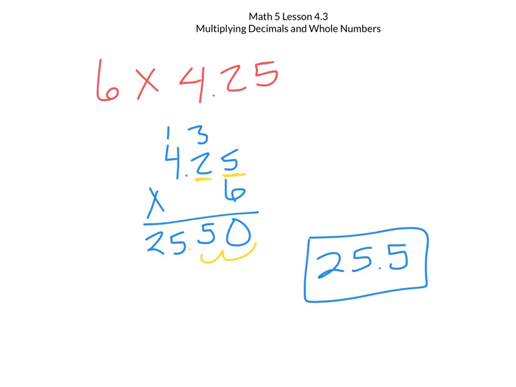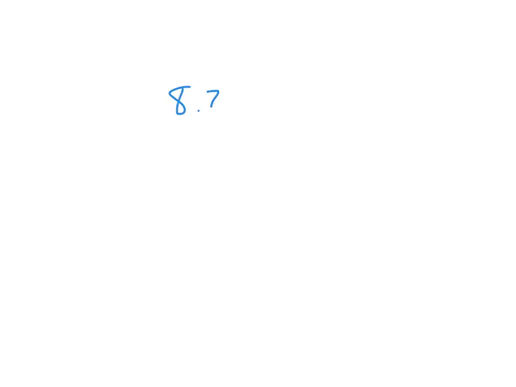Let's do another one. If I have 8.23 times 6, 6 times 3 is? 18. 6 times 2? 12. Plus 1? 13. 8 times 6 is 48. Plus 1? 49. How many numbers are behind the decimal? 2. So I go over 2 places and I put my decimal. So my answer would be 49.38. Any questions?